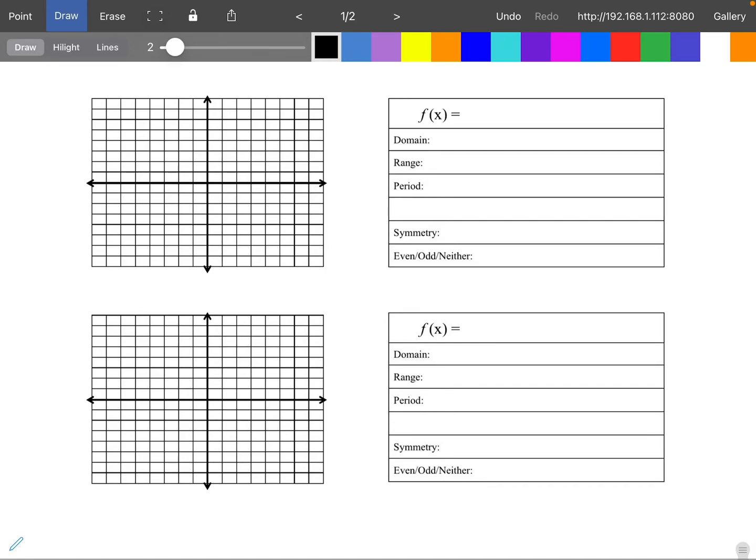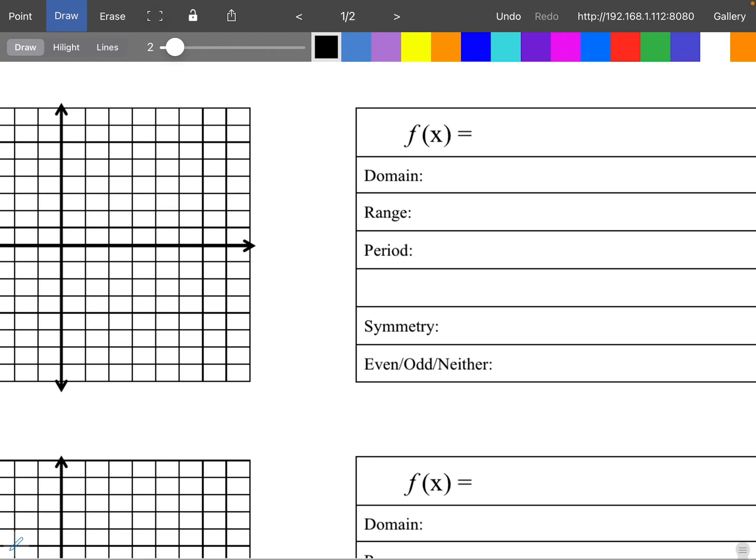Okay, today we are going to look at how to graph sine and cosine functions. And we're going to begin with our basic parent functions, and then we'll move into transformations. So we're going to begin with the function sine x.